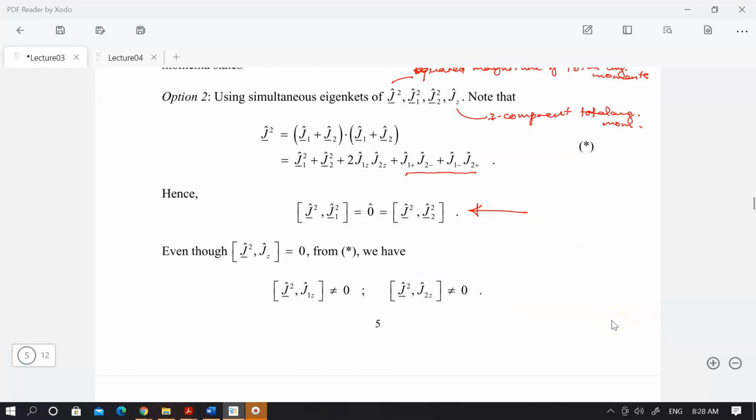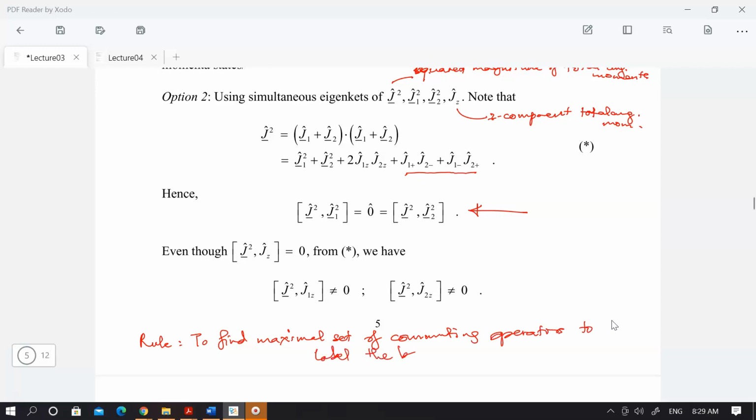So remember, just to recall from the first course of quantum mechanics, the rule is to find the maximal set of commuting operators to label the basis states. So in this particular case, you have your J squared, Jz, J1 squared, J2 squared.